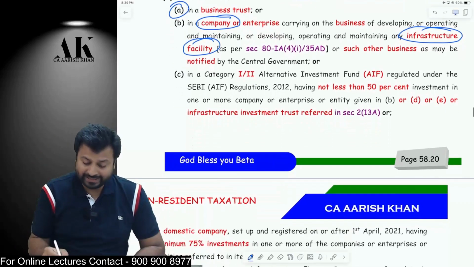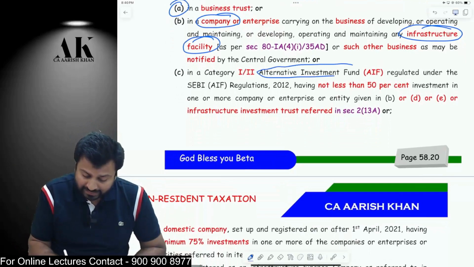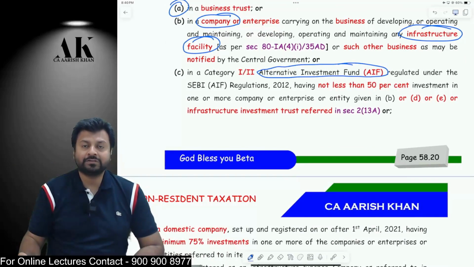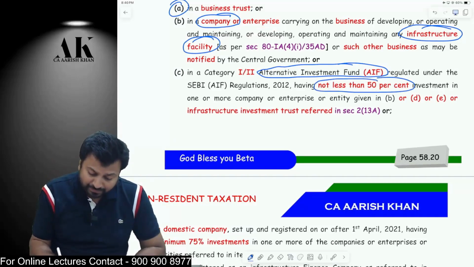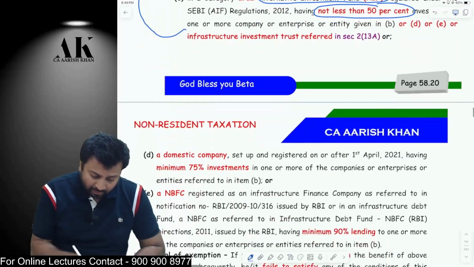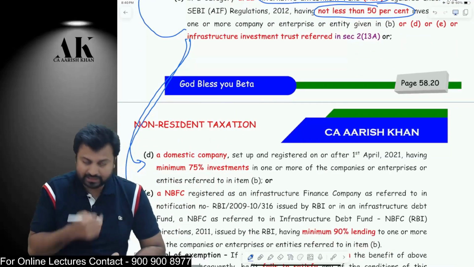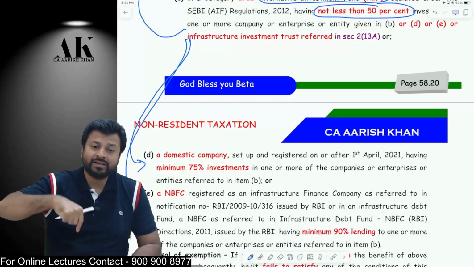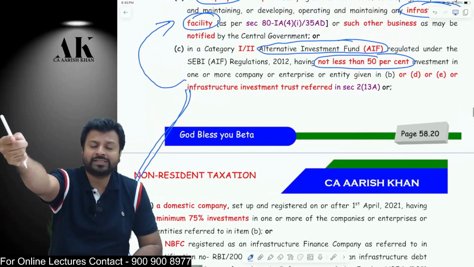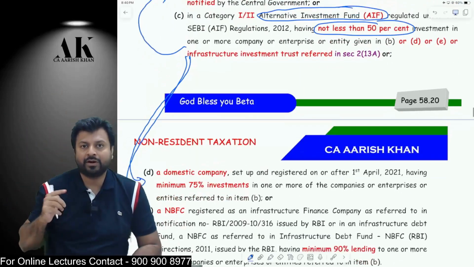Or the third thing, listen carefully, they will invest in an AIF, that is an alternative investment fund. What kind of AIF? Which invest at least 50% of its money in point number B company or point number D company or point number E company. So they will invest in an AIF, and in return the AIF will invest at least 50% of its funds where? In point number B, point number D and point number E.